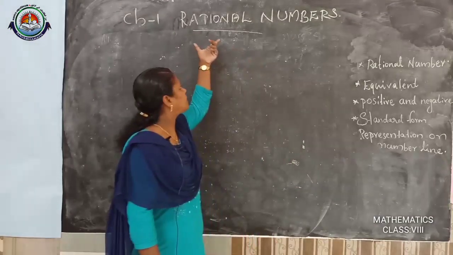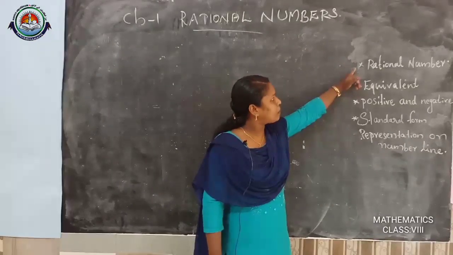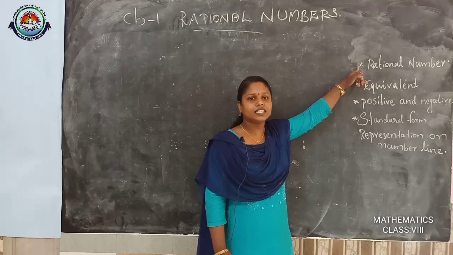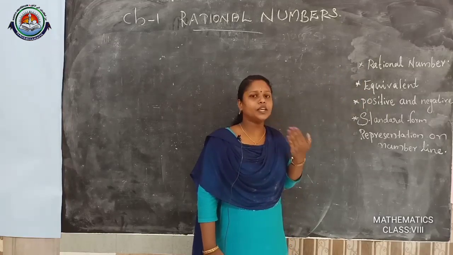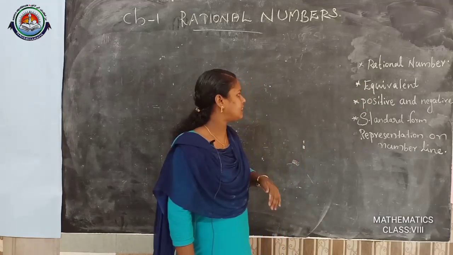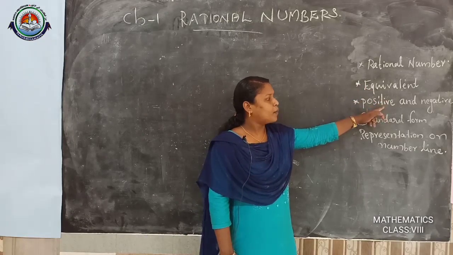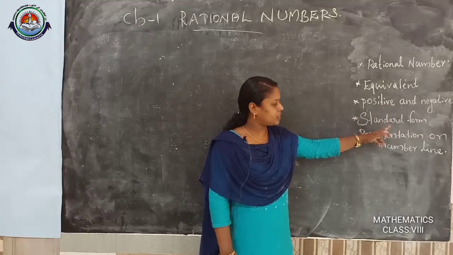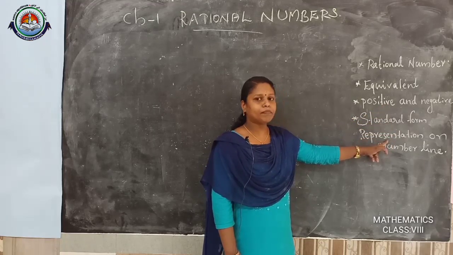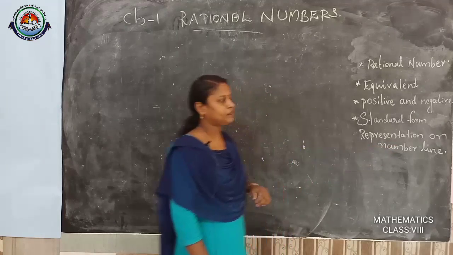In the last class, we just started the first chapter. Our first chapter is rational numbers, and in that chapter, first topic, the rational number system, and we discussed what is rational number, what is the use of rational numbers. After that, equivalent rational numbers, positive and negative rational numbers, standard form of a rational number, and representation of rational number on a number line.